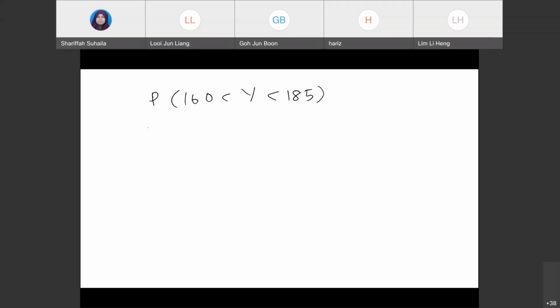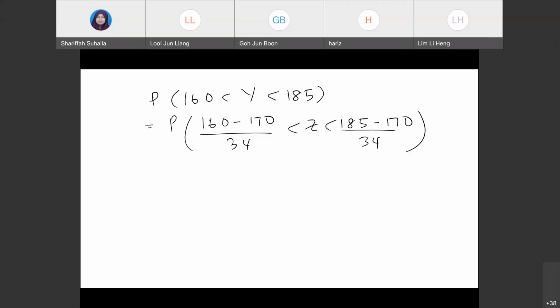So this one is staff weight, between 160. That means your Y is normal, mu 170, standard deviation 34. So 160 minus 170 divided by standard deviation 34 is less than Z, 185 minus 170 divided by 34. What do you get? Standardize.